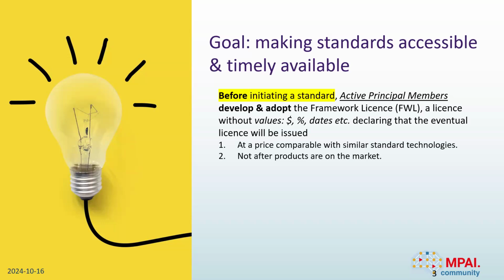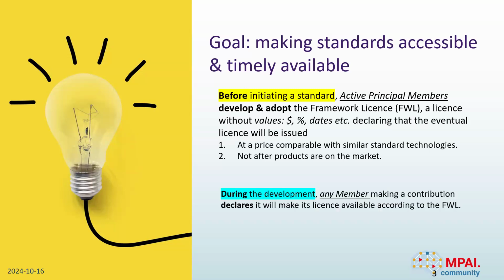principal members, because we have two classes of members, principal and associate, develop and adopt the framework license, a license without values, without dollars, without percentages, data, or business models. But what the license shall contain is that the license will be issued at a price comparable with similar standard technology and not after products are on the market, to put everybody on an equal footing.